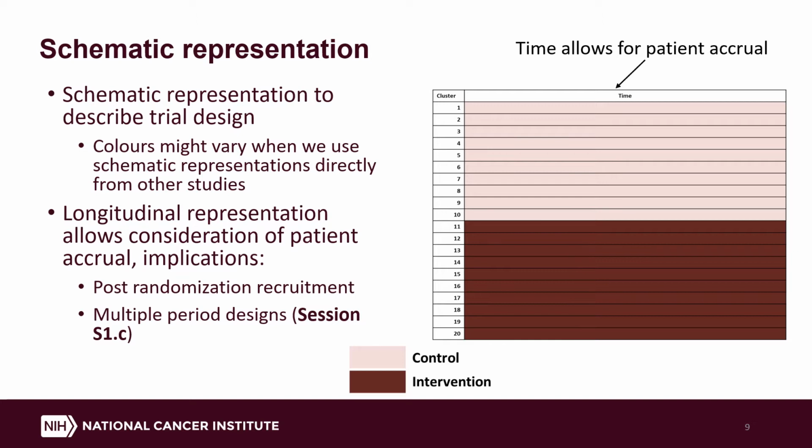Now, one thing to note in this representation is that the schematic is represented over time, and this longitudinal representation allows time for patient accrual. Now, this will become important when we move on to consider parallel cluster trials where there's something called post-randomization recruitment, and also in what we're terming multiple period designs, and we'll look at these types of designs more in session 1C.